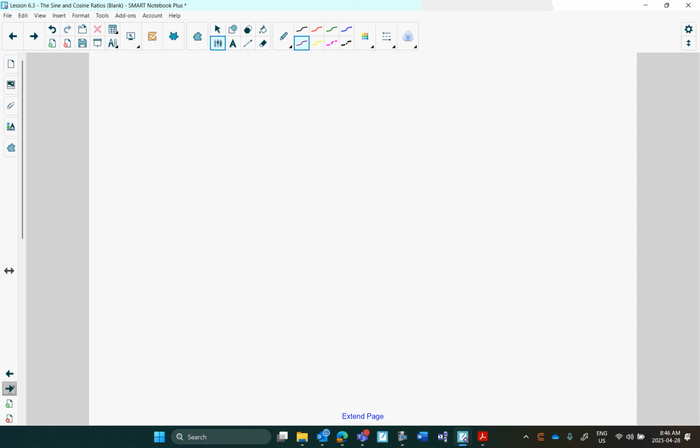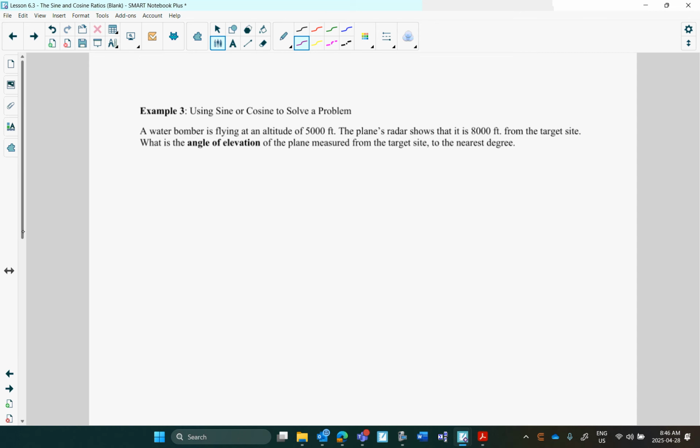The last example, I have to do a little drawing. A water bomber is flying at an altitude or height of 5,000 feet. The plane's radar shows that it is 8,000 feet from the target site. What is, what's called, the angle of elevation of the plane measured from the target site?